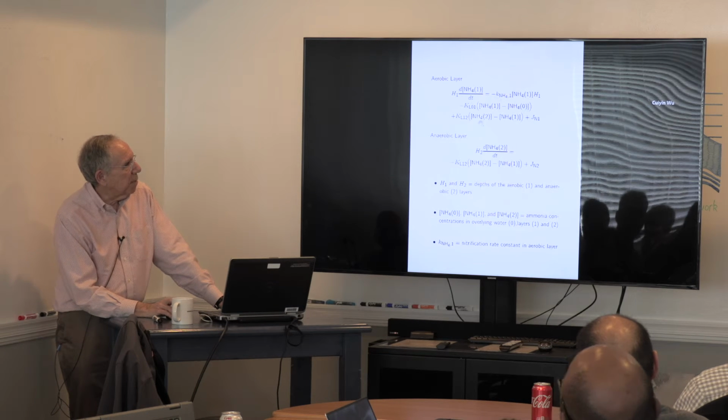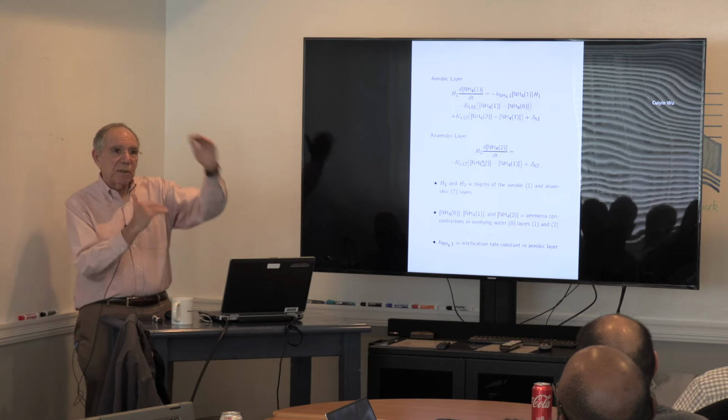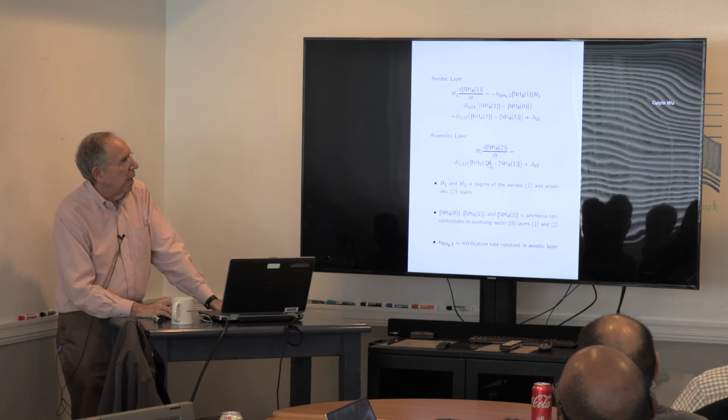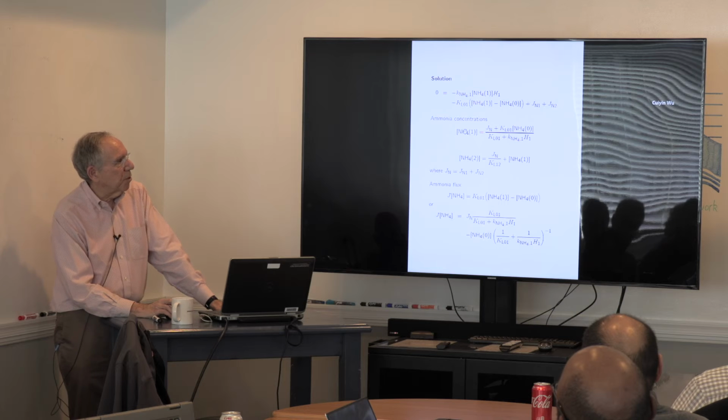You see that this thing's got a positive sign there and a negative sign there. So if you add the two together, it subtracts out. Because, of course, what you're doing then is you're modeling the ammonia in the whole system. And you end up with that, which you can then solve for the concentration of ammonia in the aerobic layer and the concentration of ammonia in the anaerobic layer.